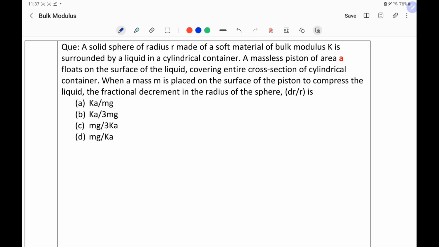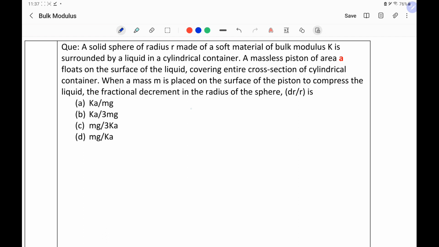Next question is, a solid sphere of radius r made of soft material of bulk modulus k is surrounded by a liquid in a cylindrical container. A massless piston of area A floats on the surface of the liquid, covering the entire cross section of the cylindrical container. When a mass m is placed on the surface of the piston to compress the liquid, the fractional decrement in the radius of the sphere is.